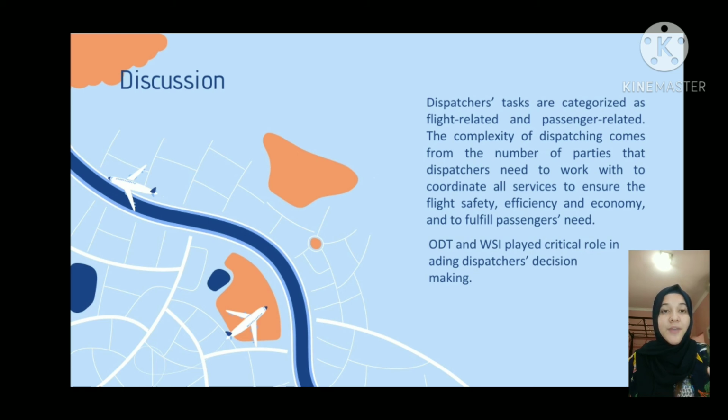Based on the survey, we can say that dispatcher tasks are categorized as flight related and passenger related. The complexity of dispatching comes from the number of parties or departments that the dispatcher needs to work with to coordinate all services to ensure flight safety, efficiency and economy, and to fulfill the passengers' needs. And here are further tools, where it was found that ODT and WSI played a critical role in aiding dispatchers' decision making.